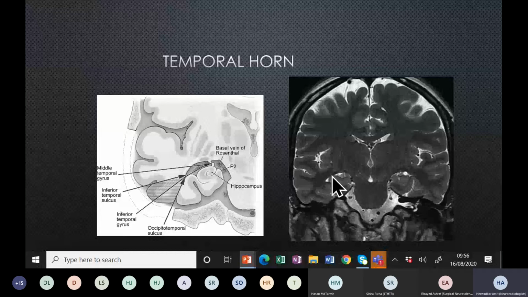And the importance of the temporal horn is, of course, that in its roof lies the optic tract, and along its floor lies the hippocampus. And along its deepest aspects are the posterior cerebral artery and its branches, and the basal vein of Rosenthal and its branches.